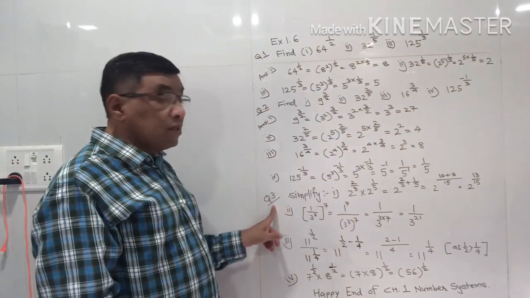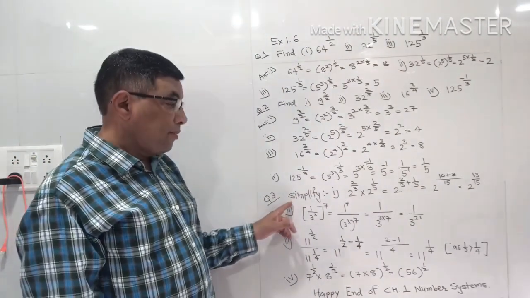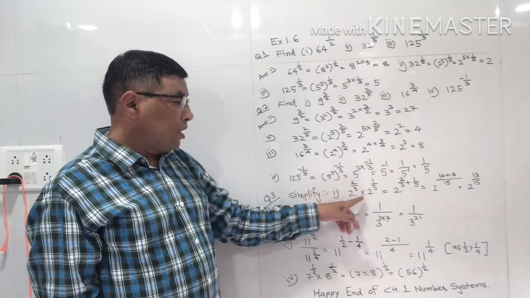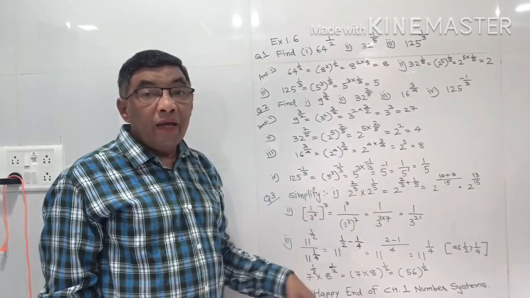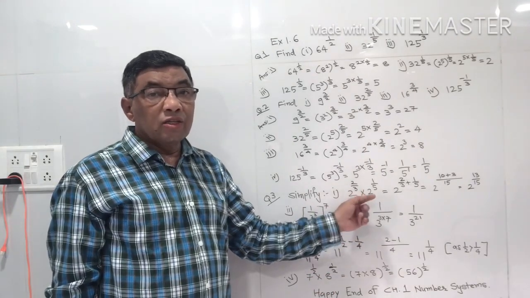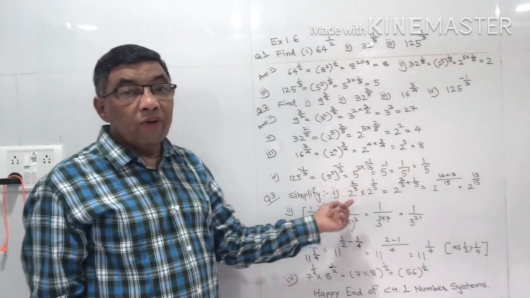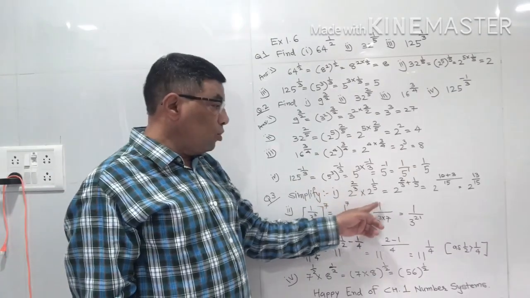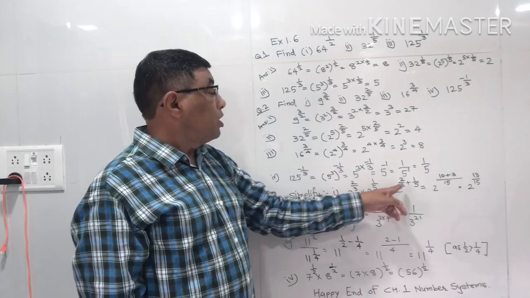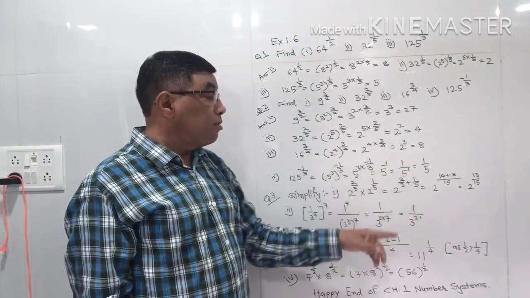Now question number 3, that is simplify. In that the first question is 2 raised to 2 by 3 into 2 raised to 1 by 5. So the bases are the same, 2, and there is a multiplication sign. So according to the rule, we add the powers. So what we do, 2 raised to 2 by 3 plus 1 by 5. Here is 3, here is 5, so the LCM is 15.